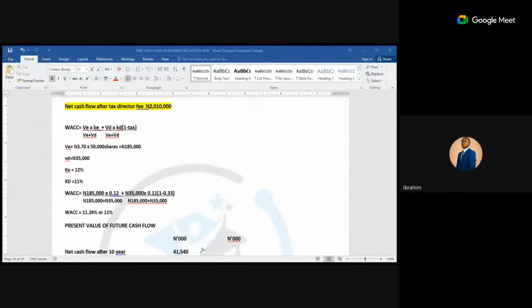Is a money cost of capital. Yes, sir. Right? Is a money cost of capital, meaning that we have to use money cost of capital.